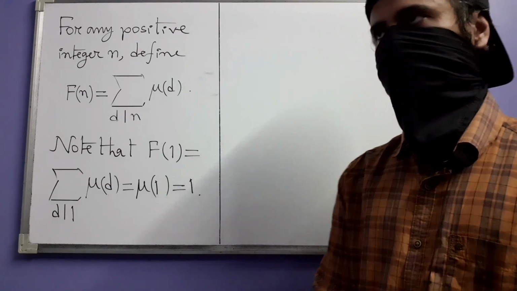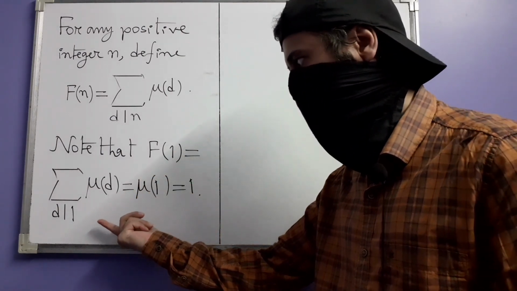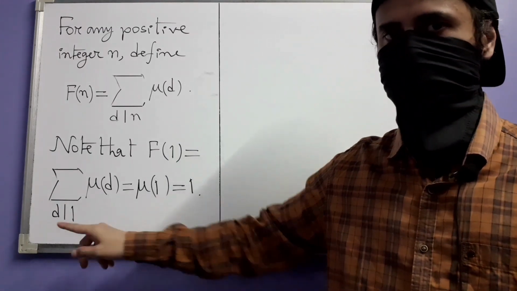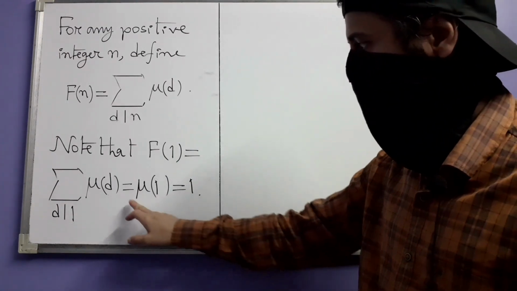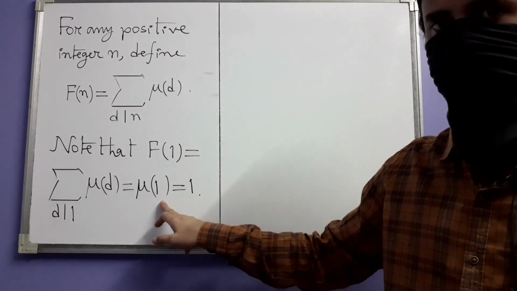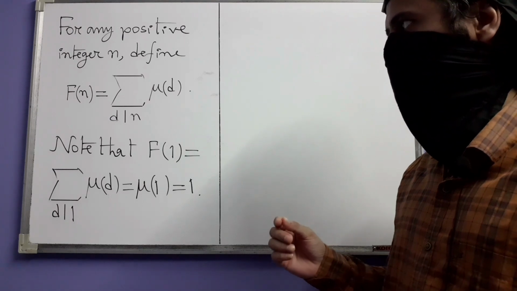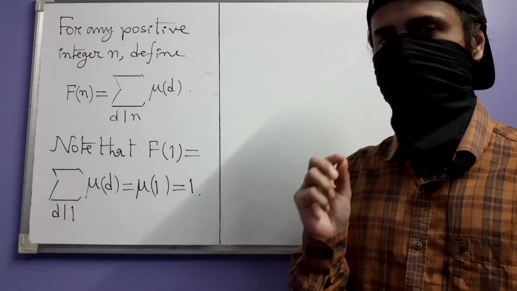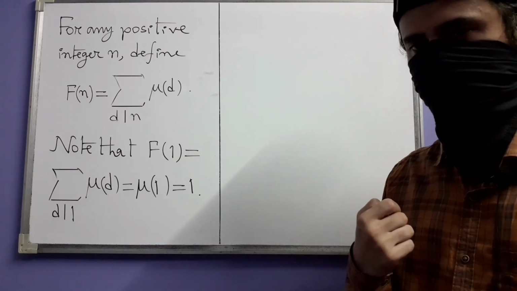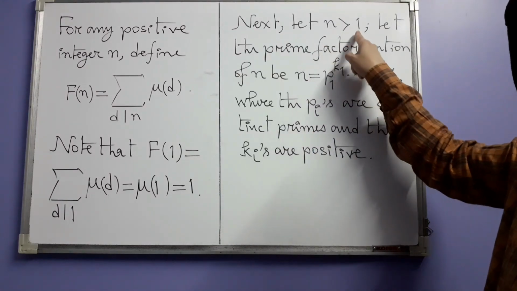We first see what F of 1 is. F of 1 by definition is this. Now what are the positive divisors d of 1? Only 1. So that means this sum reduces to mu of 1, which by the definition of mu is equal to 1. Next we are going to see what capital F of n can possibly be if n is greater than 1. So next we consider our n to be greater than 1.